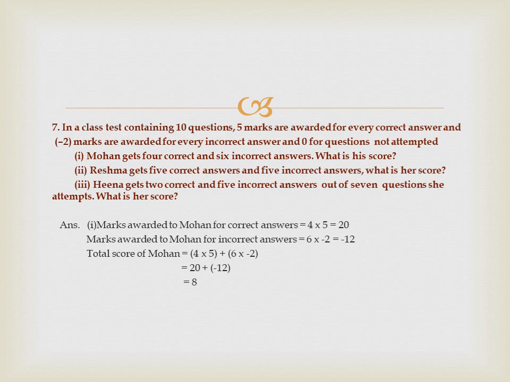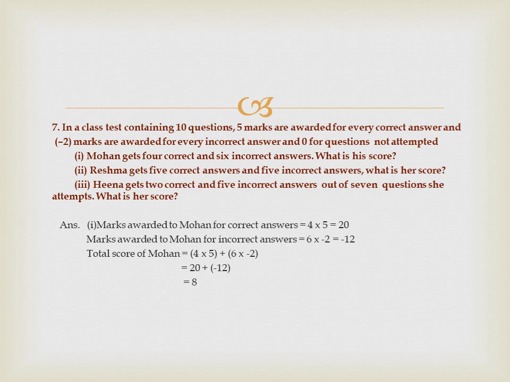Okay, I think all of you understood this one because here positive marks and negative marks are given. Therefore, total marks we are getting by adding marks for correct answers and marks for incorrect answers together.